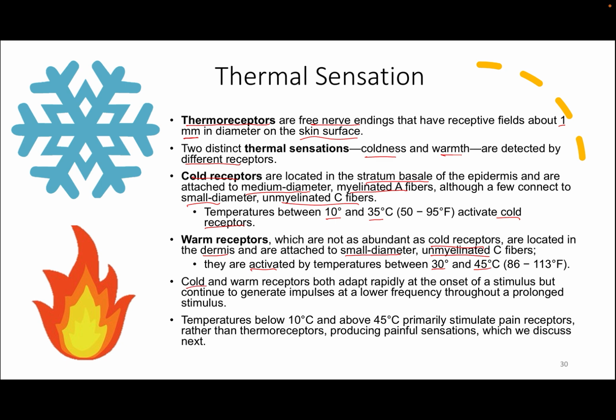Now, cold and warm receptors are both going to adapt rapidly. They're going to adapt rapidly at the onset of that stimulus, but are going to continue to generate nerve impulses, just at a lower frequency, throughout that prolonged stimulus. This is why when you step into a hot shower, initially it feels so flaming hot, and then eventually it feels nice and cozy. It's because we have this adaptation. It's not a complete adaptation, though.